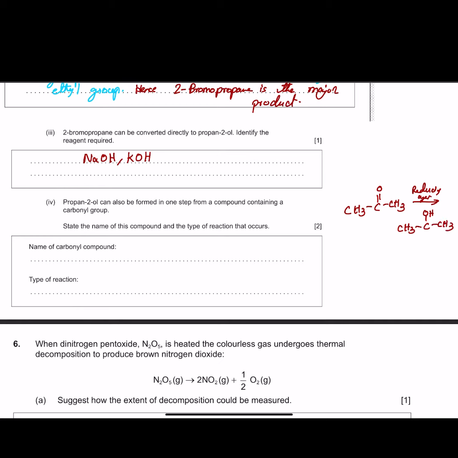So what's the name of this carbonyl compound? It is propan-2-ol. So the name of this carbonyl compound will be propanone. And the reaction will be a reduction reaction.